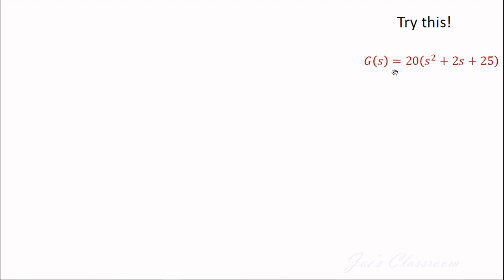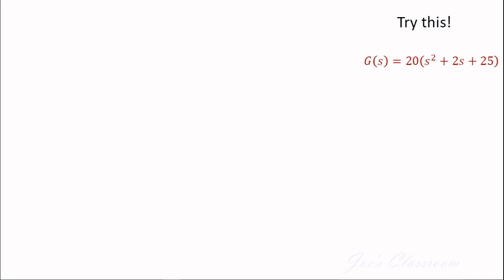I will leave this problem to the viewer, but still not the entire problem. I will just explain the preliminaries, and the rest of the thing you can try. Of course, this is a transfer function with a quadratic polynomial in the numerator, and the only thing is we have to verify this will result in complex conjugate zeros. How do I do that?